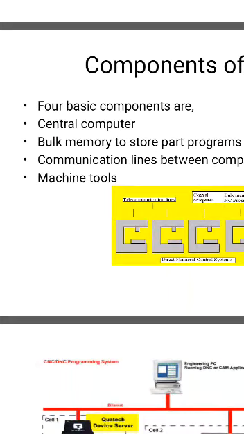The first one is the central computer. What is the central computer? The computer calls the program. Only one central computer will be there. It calls the program instructions from bulk storage. It collects the program from the storage and sends it to the individual machine as the need arises. Whatever the machine needs, it sends the stored program to each machine whenever it is needed.